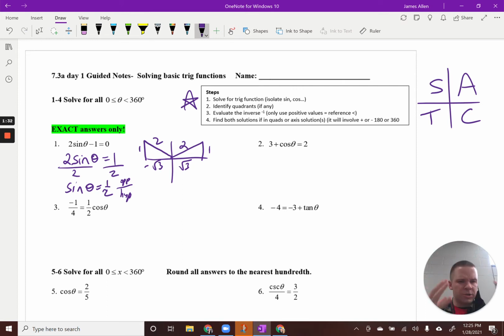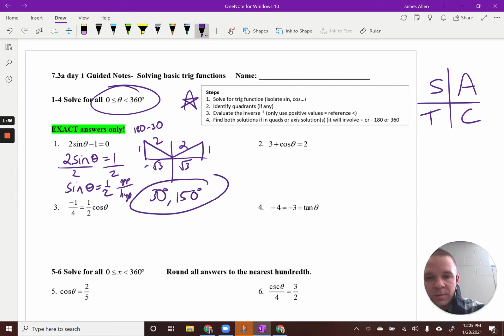All right. So what angles are those? It says between 0 and 360 here for 1 through 4. So the first one would be a 30-degree angle. And the next one, because it's a 30-degree reference, for this one over here, I could do 180 minus 30 because I want to go back 30 from the positive x-axis there. So I'd have 150 degrees as well. And those would be my 2 solutions.